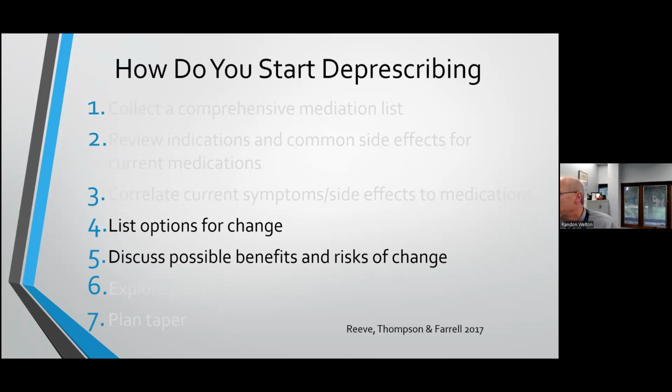And to go back to what Amelia was saying, they need to be part of this conversation. What is their opinion? What is their preference? You need to give them the information because you're the person who has the information, but they need to be part of the decision-making as you list the possible risks and benefits.